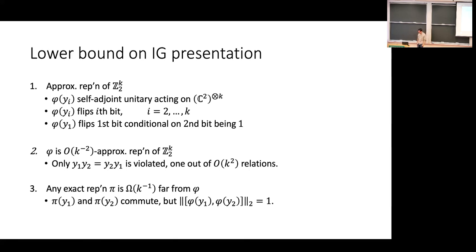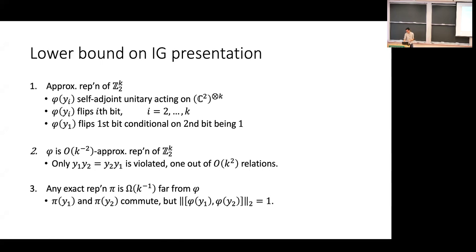That's okay. And then the third point is, how far is this from an exact representation? Well, you can argue that it has to be at least 1 over k far in the L2 norm. Basically, an exact representation forces y1 and y2 to commute, but in the approximate one, they don't commute, and that's going to be 2 over k of the generators. And so what's the difference between these two quantities? It's a factor k. So that's the lower bound.